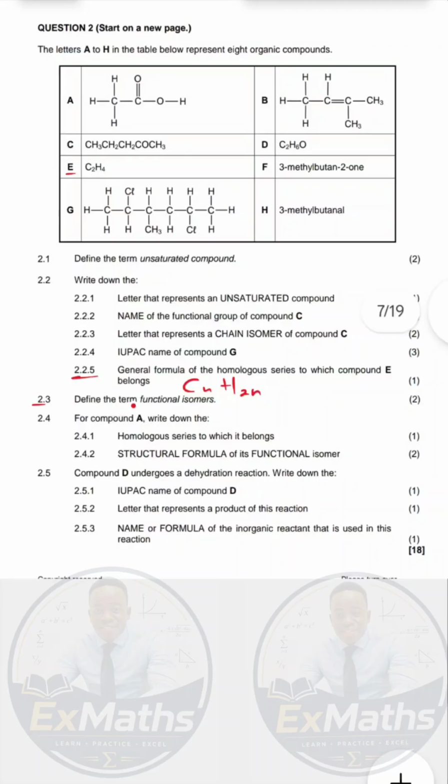2.3: Define the term functional isomers. These are molecules of the same molecular formula but different functional group. I will define it here. Molecules with the same molecular formula but different functional group.